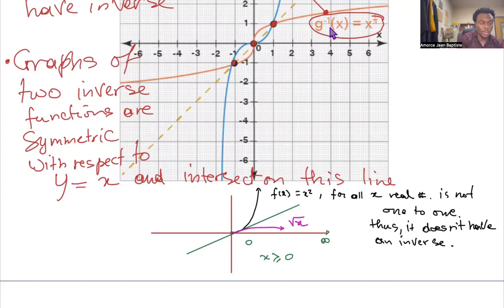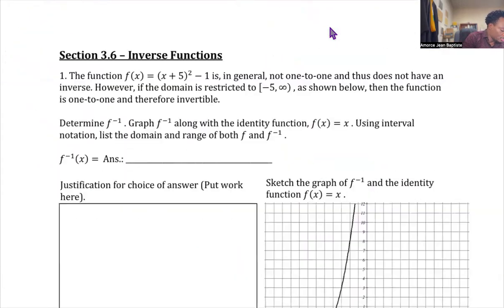The function is one-to-one when each x has exactly one y, and each y has exactly one x. Each input has exactly one output, and each output has exactly one input. So if you have a relation that is not one-to-one, then this function will not have an inverse unless you restrict it to a certain interval. So let's look at some examples here.